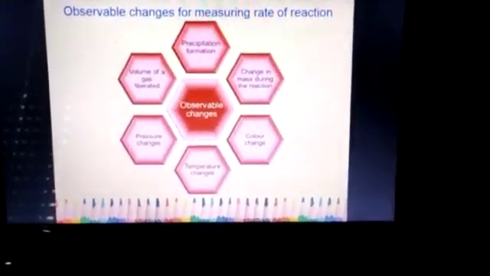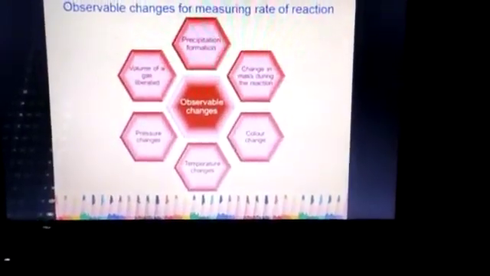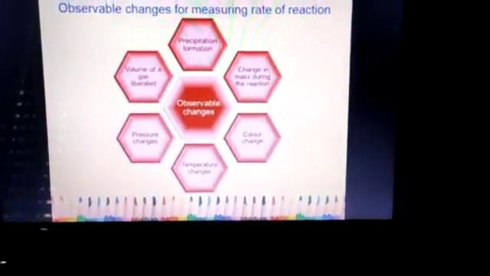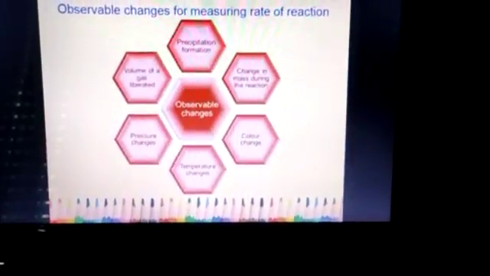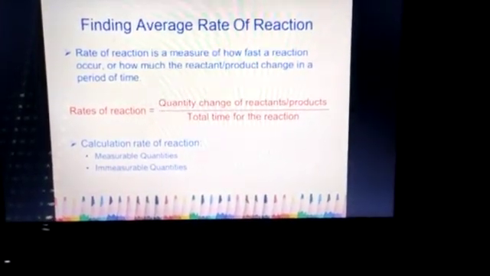Observable changes for measuring the rate of reaction. We have precipitation formation, change in mass during the reaction, color change, temperature changes, pressure changes, volume of gas liberated. Finding the average rate of a reaction.